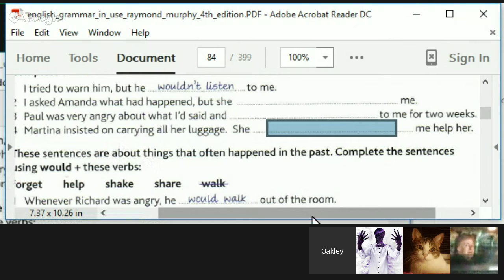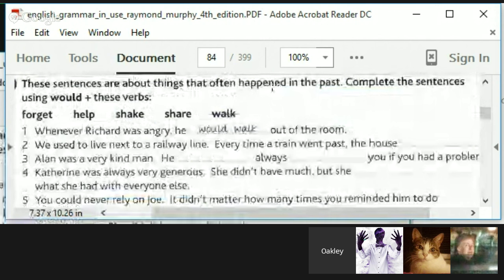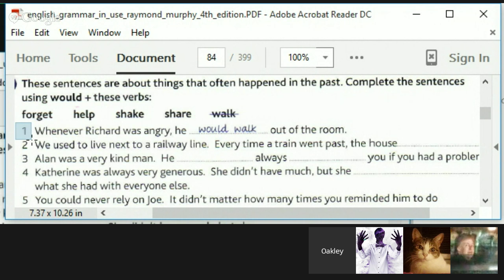Okay. This is very common, to just keep it simple and use let. Talking about the past. These sentences are things that often happen in the past, kind of like thinking about used to, using them in place of used to. Complete the sentences using would and the verbs here. The idea is to use it like used to. Whenever Richard was angry, he would walk out of the room, if you remember.